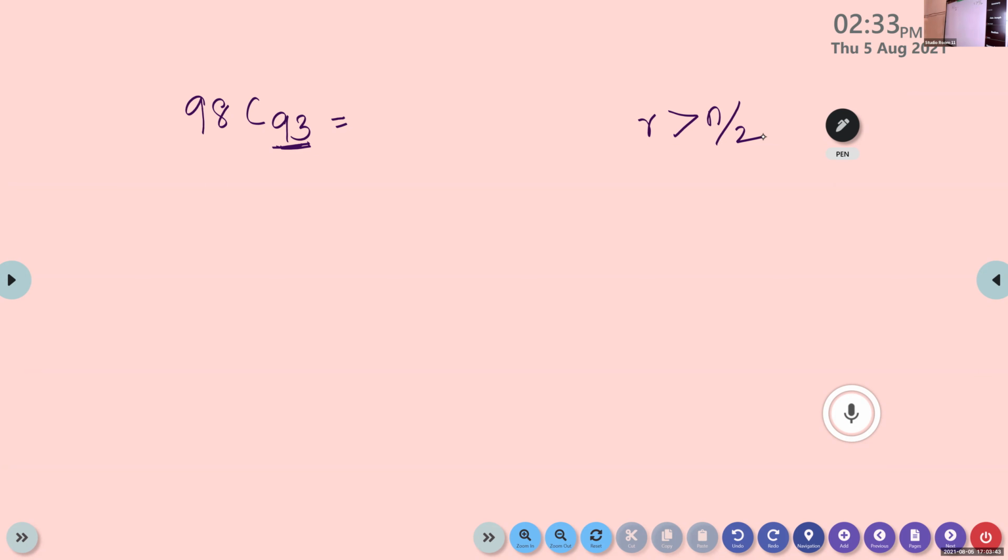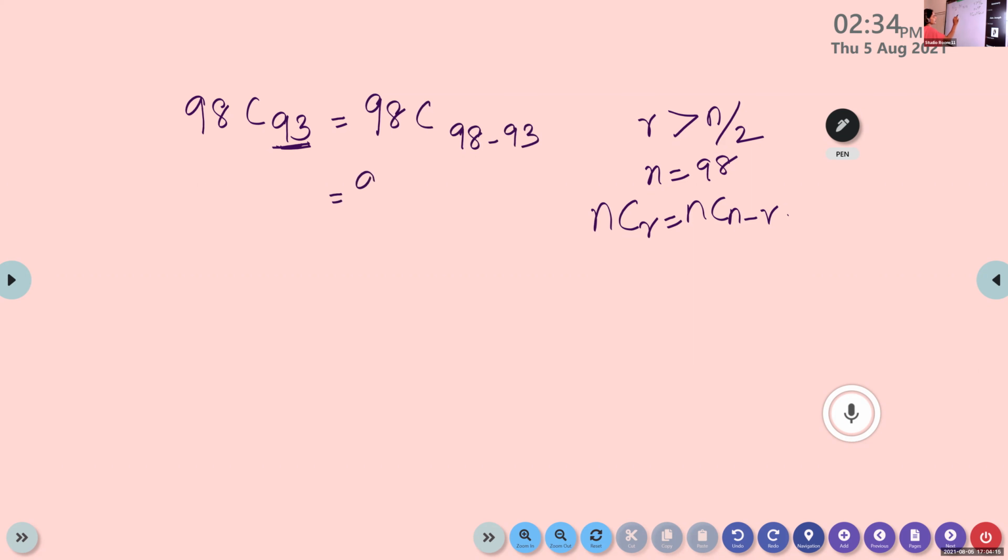Okay, if you take n is 98. N is 98. So look at the r value. It is more than half of n. So if it is like that, we can use the property nCr is equal to nC(n minus r). So 98C93 will be the same as 98C(98 minus 93). So it will be the same as 98C5.